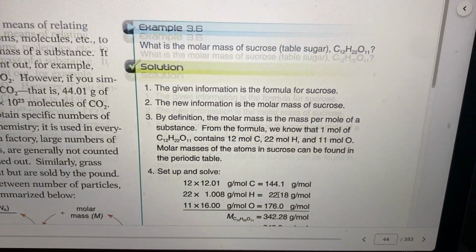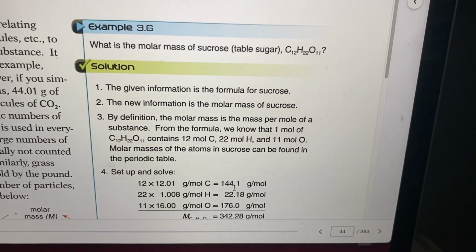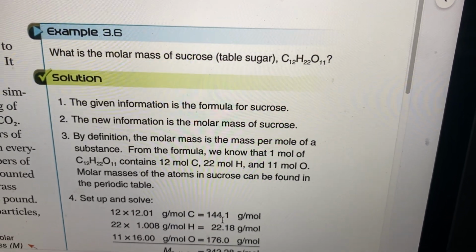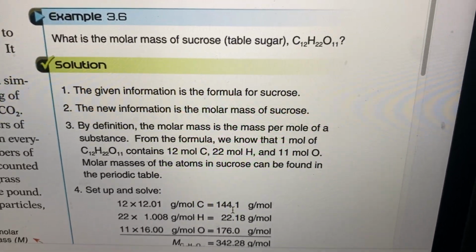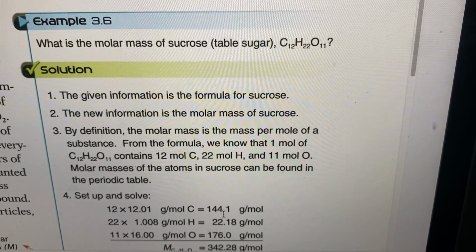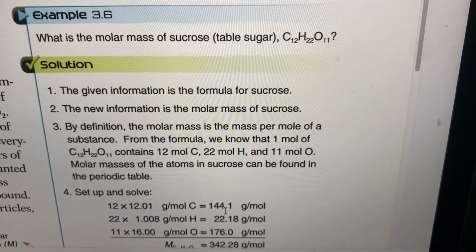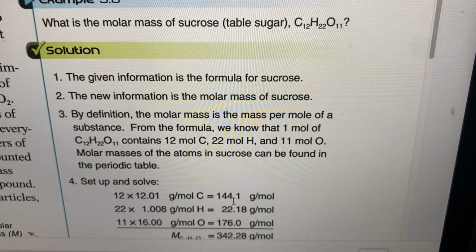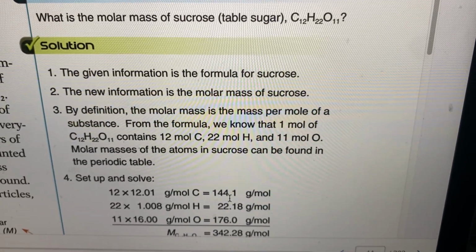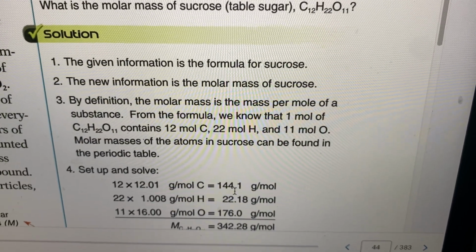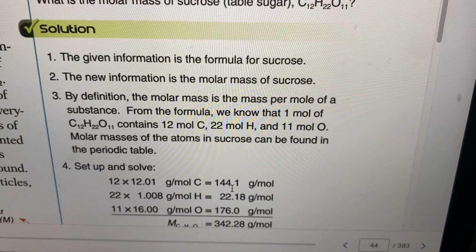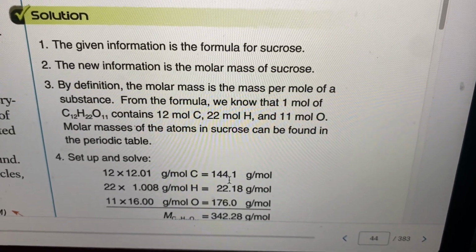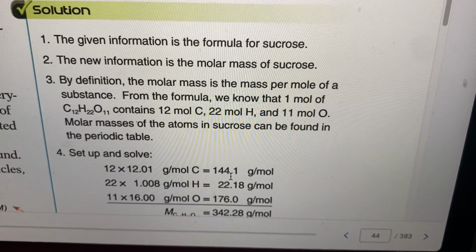Okay, so what is the molar mass of sucrose? This is a little bit bigger because now we're going to have to find each one of those. The given information is the formula for sucrose, and the new information is the molar mass. By definition, the molar mass is the mass per mole of substance. From the formula, we know that 1 mole of C12H22O11 contains 12 moles of carbon, 22 moles of hydrogen, and 11 moles of oxygen.